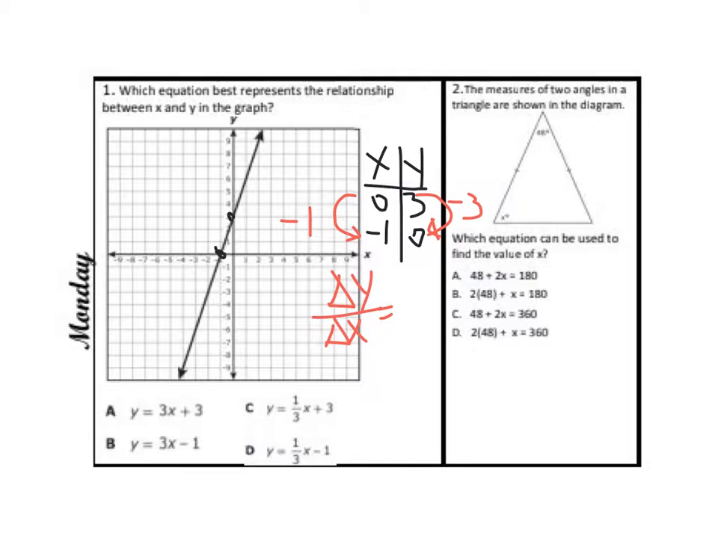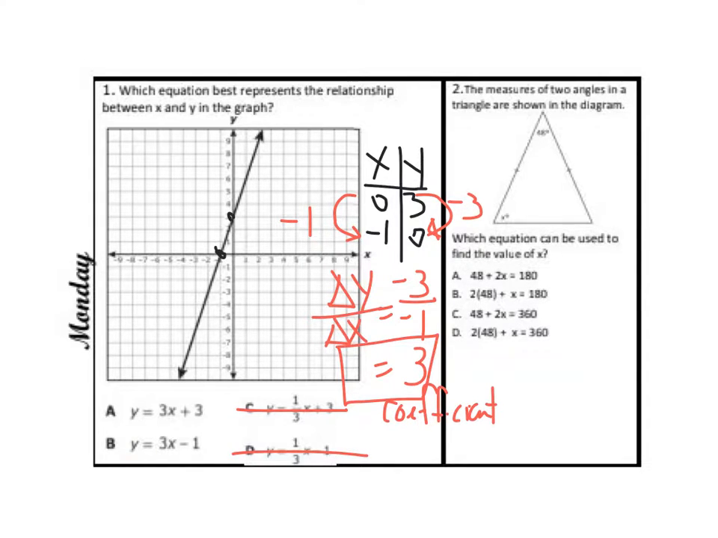And this is going to be, change in y is -3, change in x is -1. Negative divided by negative is going to be positive, so that means this is going to equal 3. Now this is your coefficient. So your coefficient, we go ahead and look for it. So it should be 3x. So we have 2 problems that have 3x, which is A and B. So we eliminated 1.